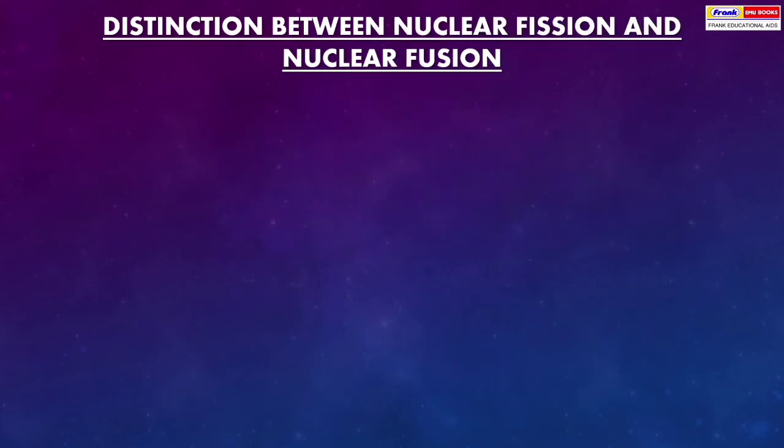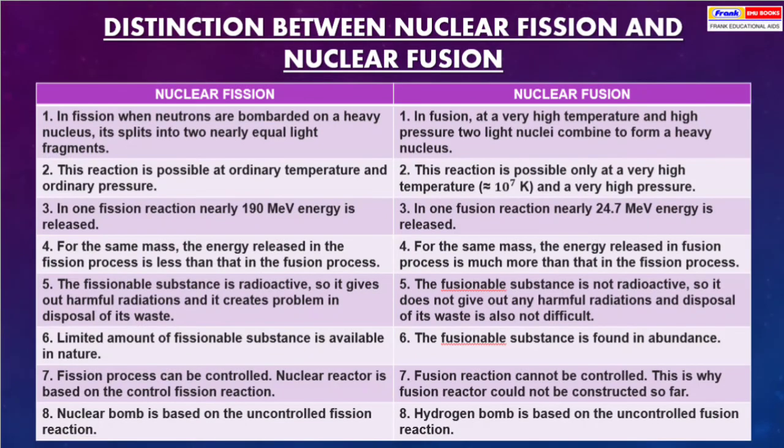Distinction between nuclear fission and nuclear fusion. Nuclear fission: when neutrons are bombarded on a heavy nucleus, it splits into two nearly equal light fragments. This reaction is possible at ordinary temperature and ordinary pressure. In one fission reaction, nearly 190 mega electron volt energy is released. For the same mass, the energy released in the fission process is less than that in the fusion process.